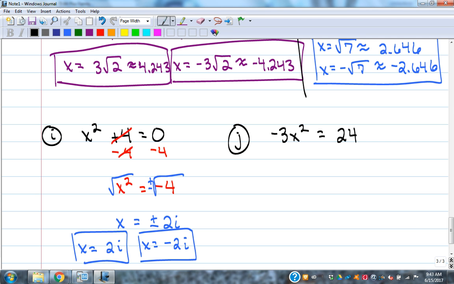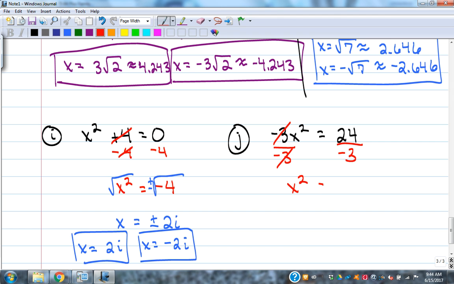All right. So this one doesn't have just plain x squared. It's got the negative 3 in front of it. But the only variable part is the x squared. So I'm taking that clue and saying, okay, that's the only variable part. I'm going to get x squared by itself and do square roots to solve it. That's what you want to think about here. So I'm going to divide both sides by negative 3 to get rid of it.